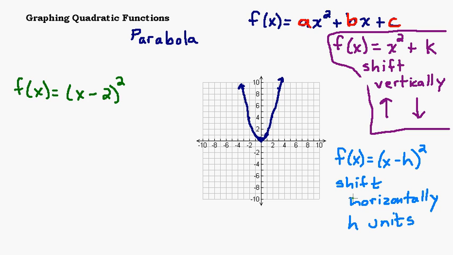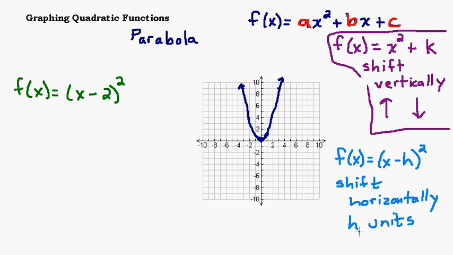Okay, what is the h value following this formula right here? What number is in the h spot? Well, the number that's in the h spot is a 2. It's not -2, because this minus sign is part of the formula. So the value of h is 2. X minus what? X minus 2. The value of h is 2.